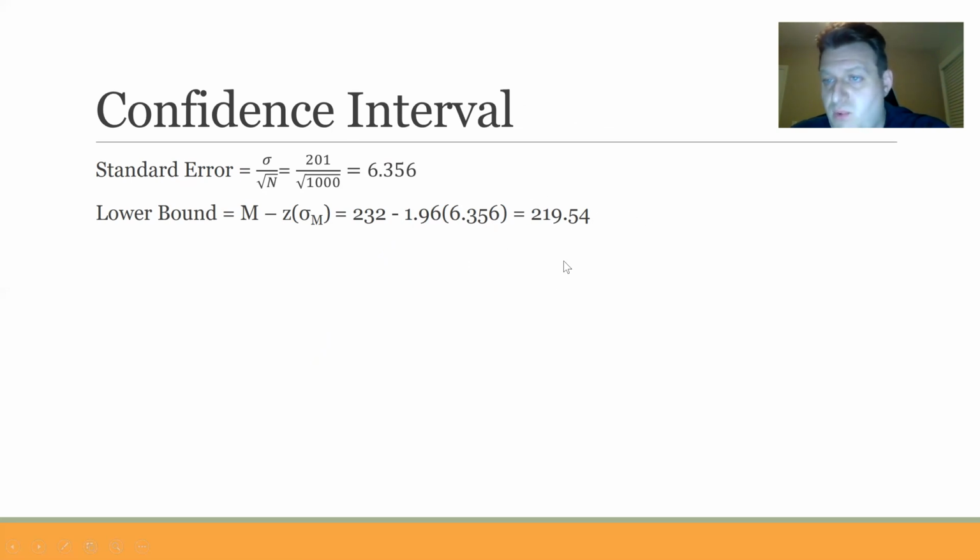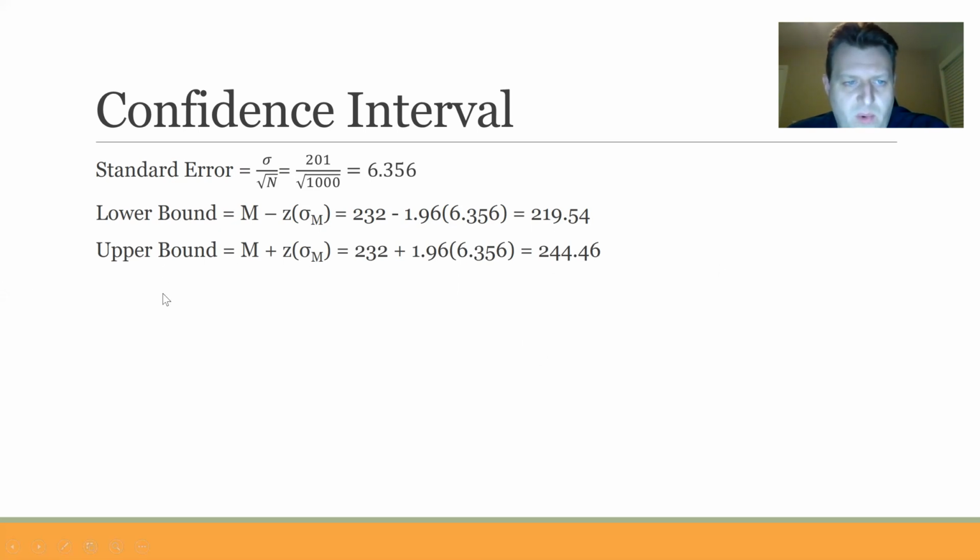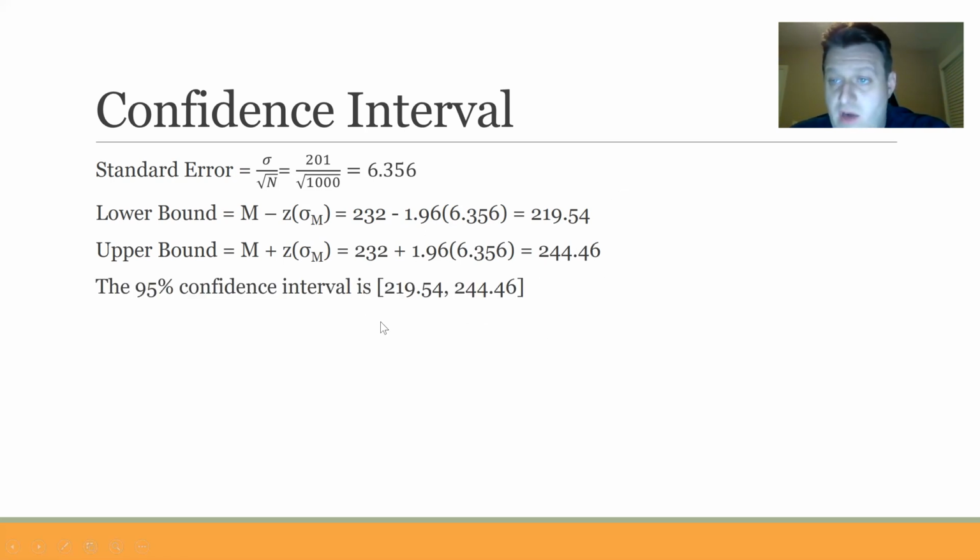That's going to give us a value of 219.54. We're going to do the same thing, but this time we're going to add that value. So we get a confidence interval of 219.54 and 244.46. So that's our confidence interval. Now, this gives us a whole lot more information than just the single point. All right, it gives us a range of values in which we think the population mean might lie.